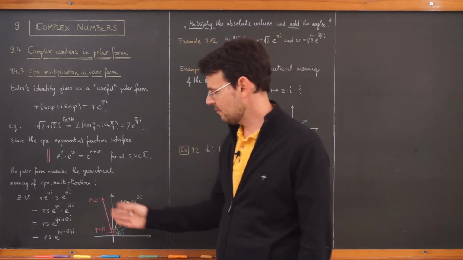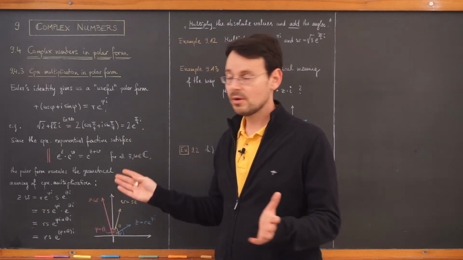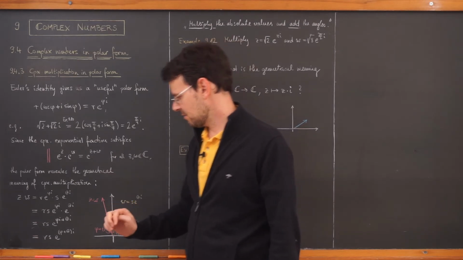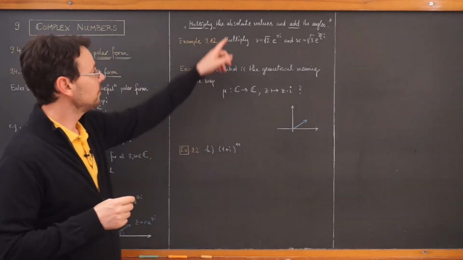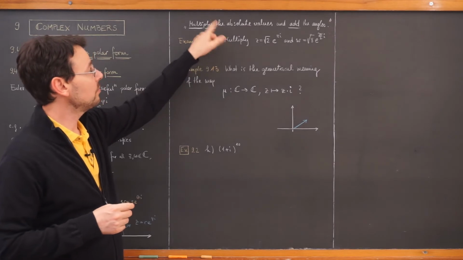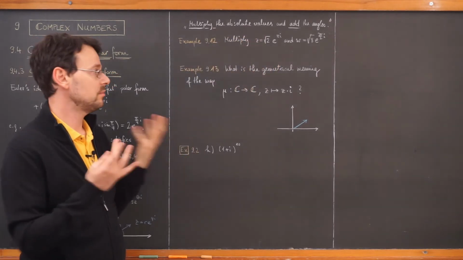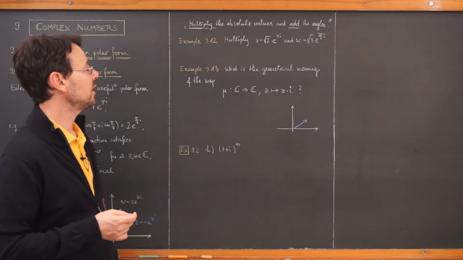And this is proving very, very useful when dealing with geometry in the complex plane, for example. Or as we will see, for taking roots of complex numbers and so on. There are myriad applications of this fact. So here, didn't fit down there. You multiply the absolute values and you add the angles. That's it. That's the meaning of complex multiplication.